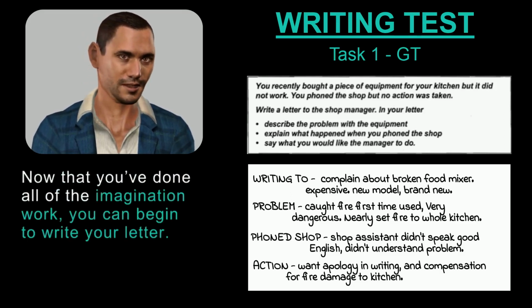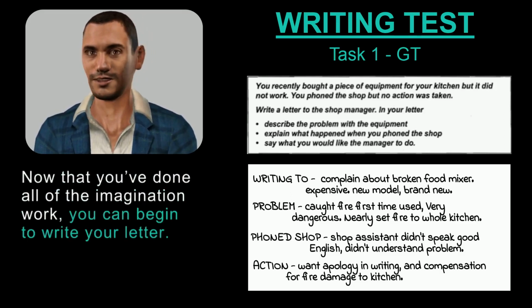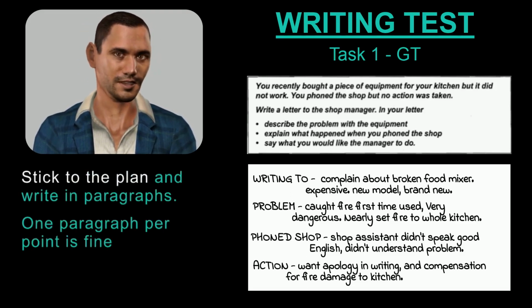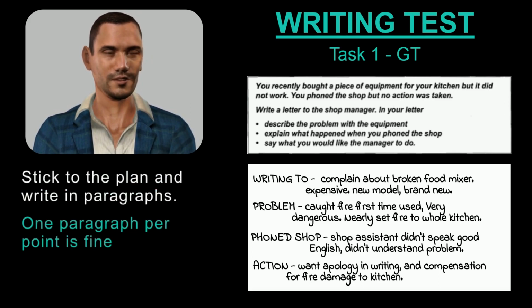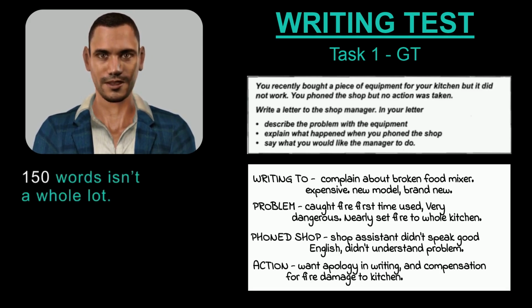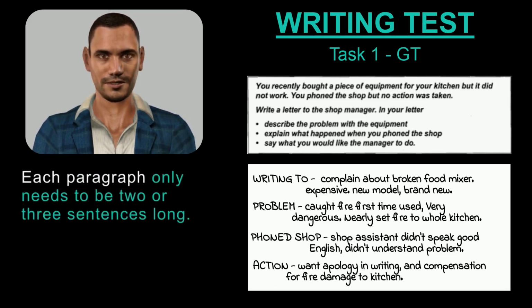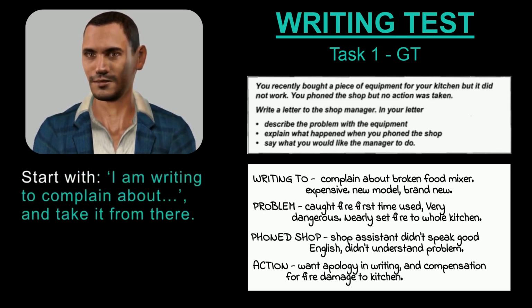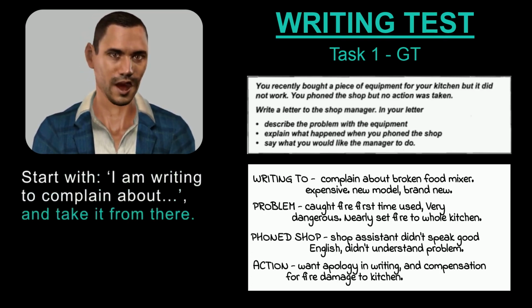Now that you've done all of the imagination work, you can begin to write your letter. Stick to the plan, and write in paragraphs. 1 paragraph per point is fine. 150 words isn't a whole lot. Each paragraph only needs to be 2 or 3 sentences long. Start with, "I am writing to complain about," and take it from there.